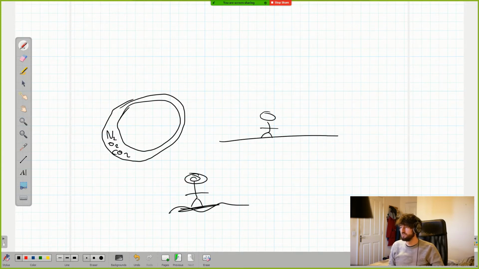Now, I say huge, it's actually relative to the radius of Earth. It's about as thick as an apple peel. It's quite thin indeed. In fact, it's worryingly thin.